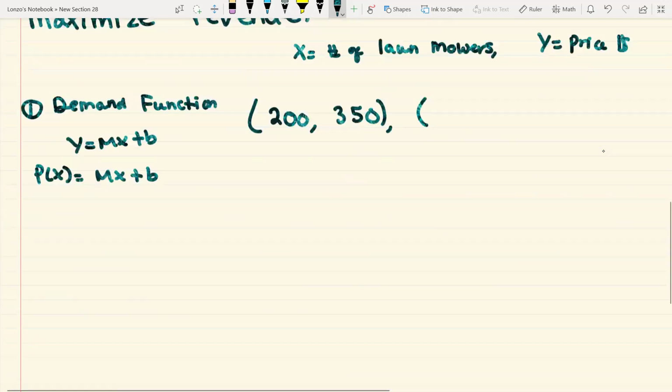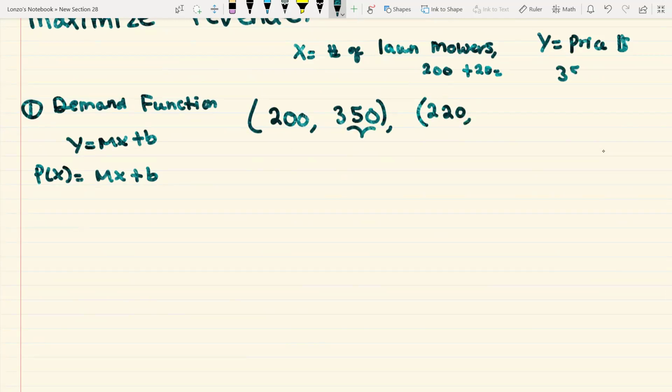So if we started with 200 and we decrease the price by $10, you'll get an additional 20 lawnmowers. So it would be 200 plus 20, which is 220. So now we will have 220 lawnmowers, but the price is no longer going to be 350. If we have a rebate of $10, or decrease it by $10, you're going to have to subtract $10, right? So that would be 340. Okay, so we have our two coordinates now.